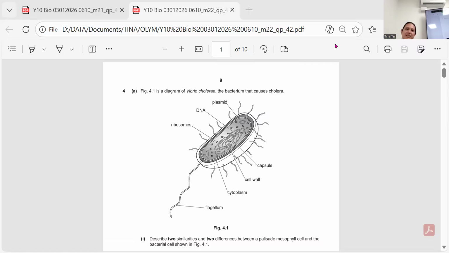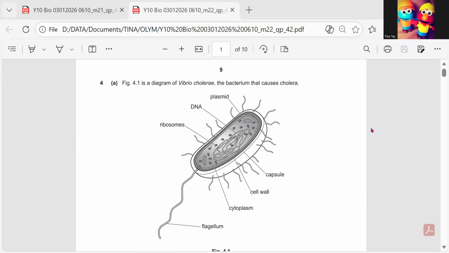Okay, coordinated progress. So what is this? This is a prokaryote. How do you know it's a prokaryote? Not because there's a flagellum. It doesn't have a nucleus. A sperm also has a flagellum. Remember? Yeah. Okay. So this is Vibrio cholerae. It causes cholera. Do you remember? Okay.